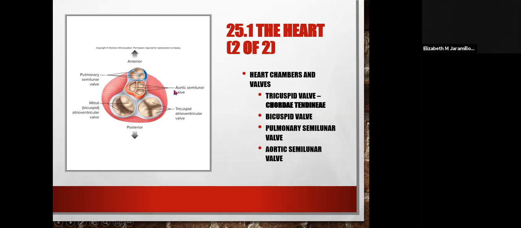So these semilunar valves are smaller than the AV valves and do not have chordae tendineae to hold them in place. Instead, the cusps of the semilunar valves are cup-shaped and catch regurgitating blood.